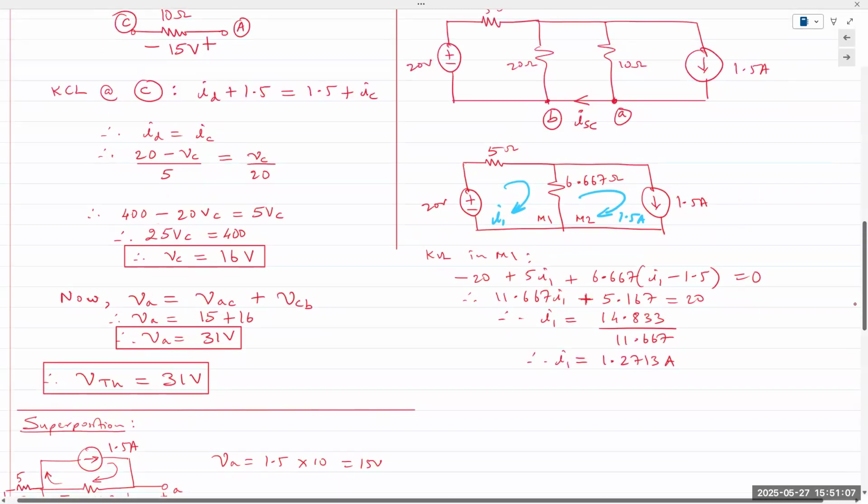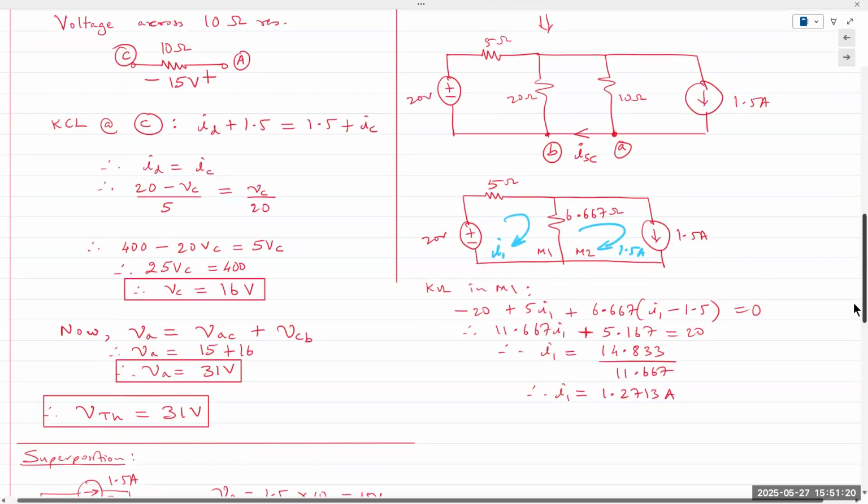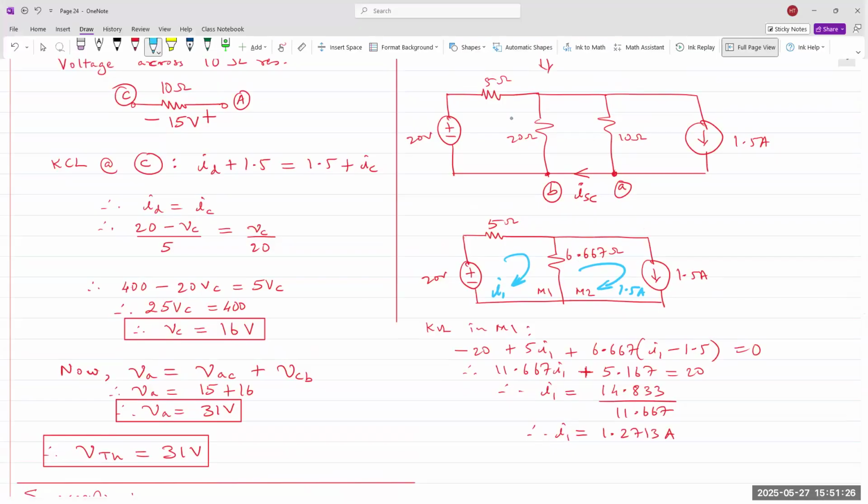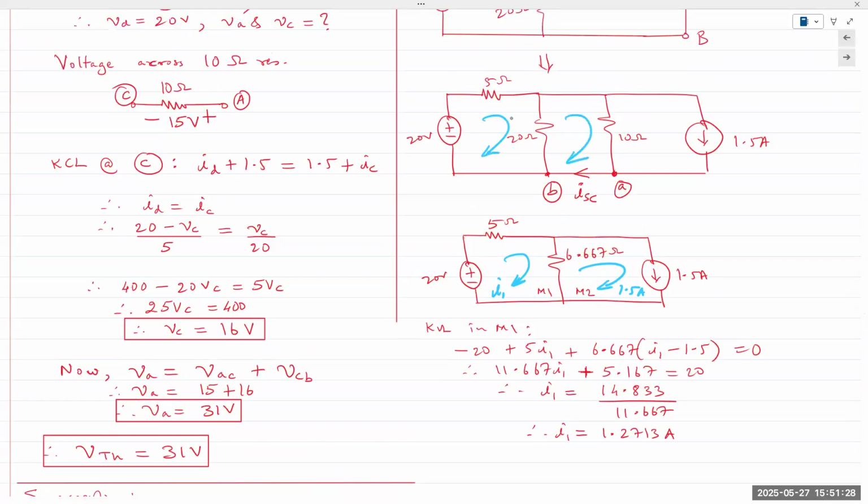So if I do that, I have the voltage at 6.667. Yeah, this turned out to be a longer process. Okay. Let's go back up top. And let's do I1, I2, and I3. Okay.